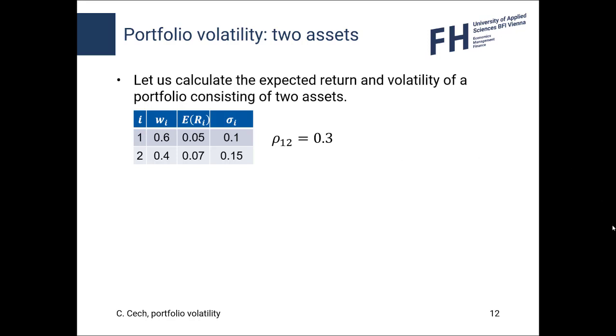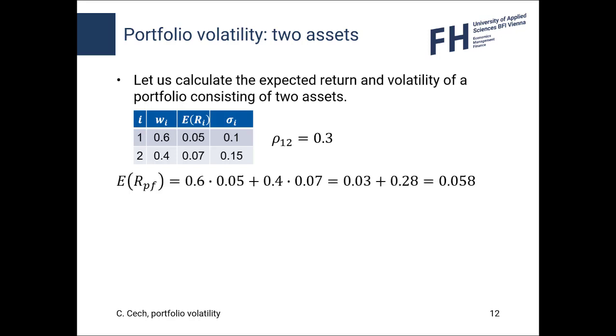We now want to calculate first the expected return. The expected return is simply weight 1 multiplied with the expected return 1 plus weight 2 times the expected return 2. And we have an expected return of 5.8%.